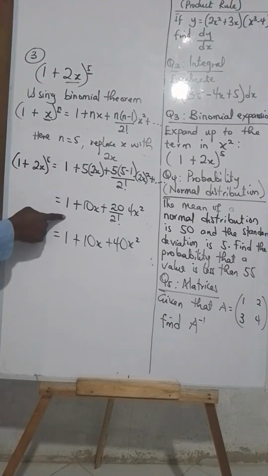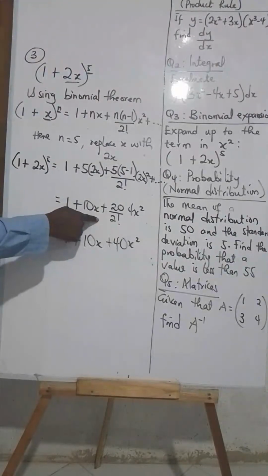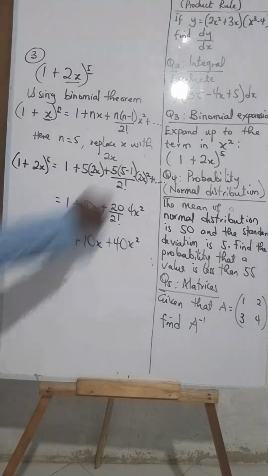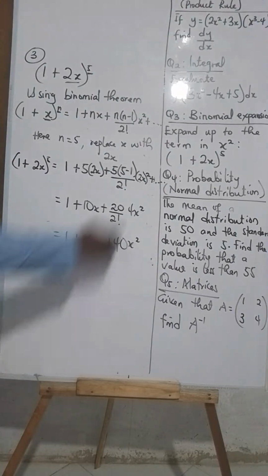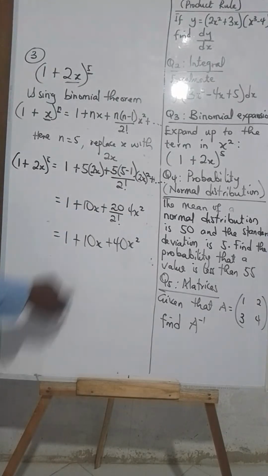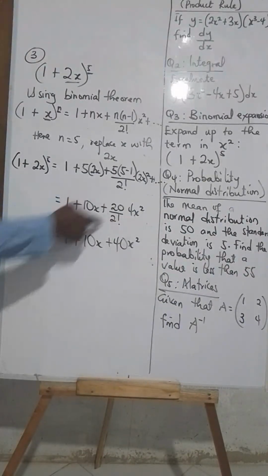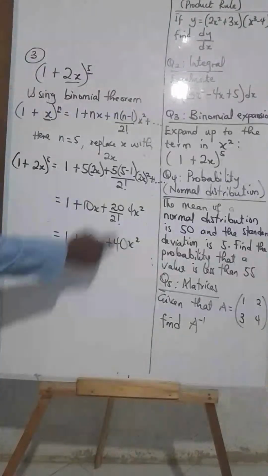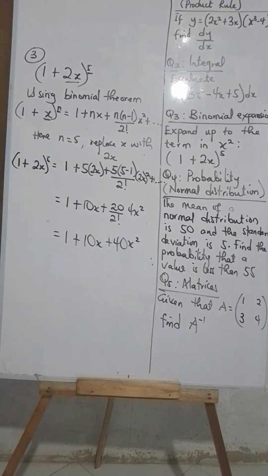So from here, there is 1, 5 by 2, that gives 10x. This 5 minus 1 is 4, 4 by 5 is 20 on 2 permutations. Then here we are having 2x squared. 2 squared is 4, x squared. So this will give us 10 as 20 on 2. So we have 10, 10 by 4, that will give us 40. Right. So I hope it's simple.